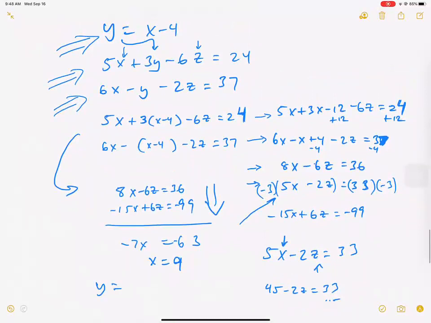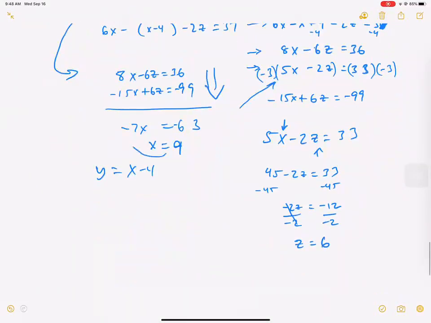Y is equal to x minus 4. Let's use the easy one. Why not? Hey, x is 9. Okay, someone got it. Cool. So this is how we get to the answer. The answer is an x, y, and z. X is 9, y is 5, and z is 6.